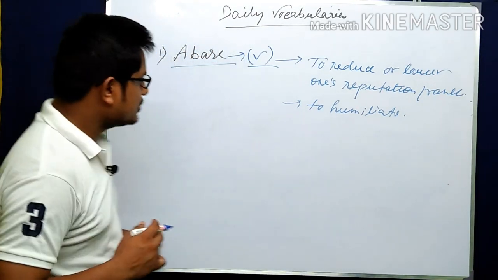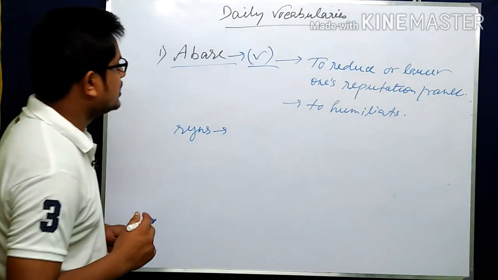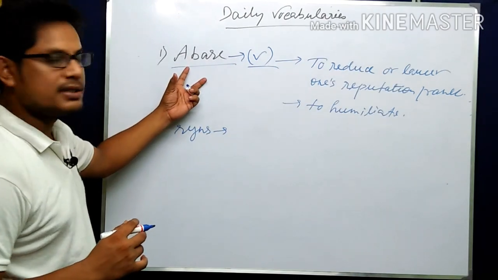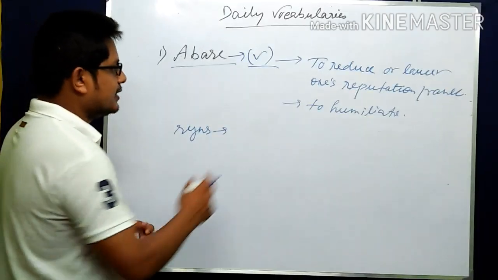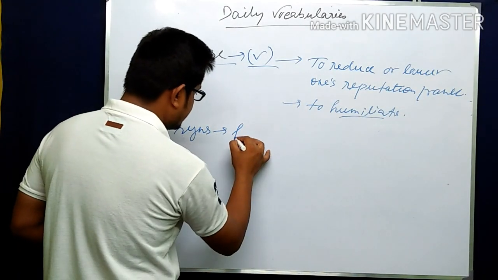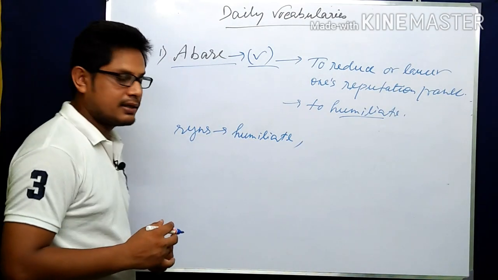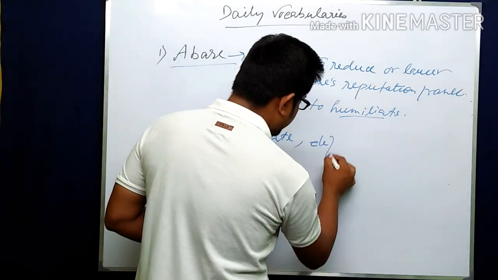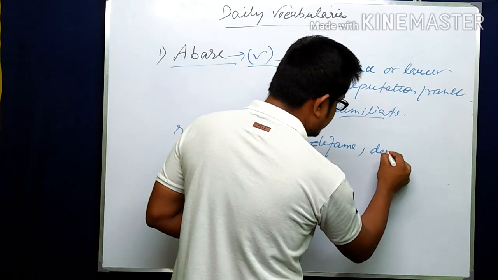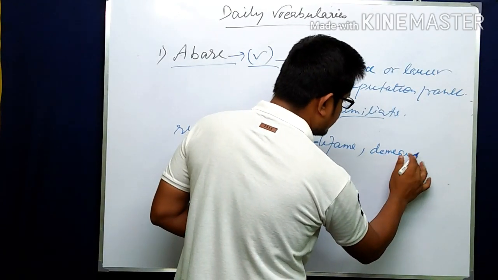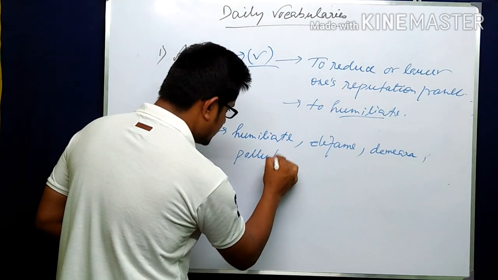Clear? So now give me some synonyms that you can use, some words that you can use in place of abase, and these words will help you understand the meaning of abase more easily. See, you can use the word humiliate, clear? You can use defame, you can use demean, or you can use pollute. Yes, we can pollute somebody's reputation.